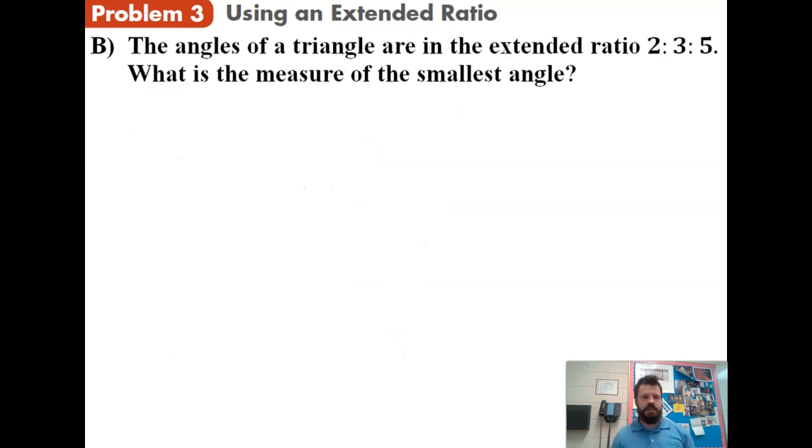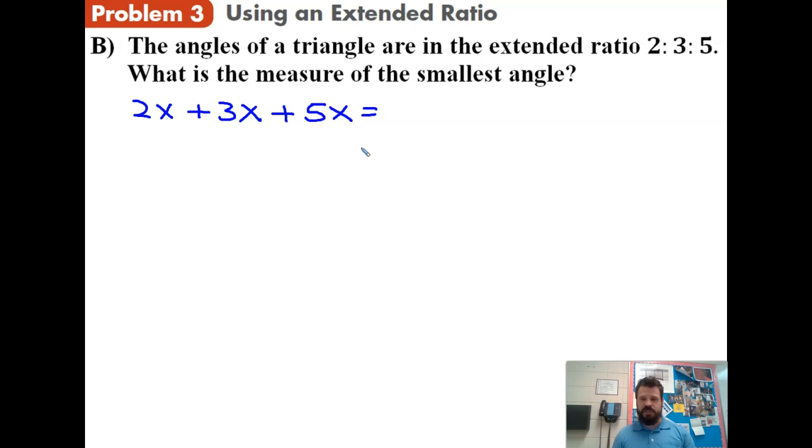All right, so part B says the angles of a triangle are in the extended ratio 2 to 3 to 5. What's the measure of the smallest angle? So again, I've got my ratio. I can just hit x to my numbers. We'll say 2x plus 3x plus 5x.